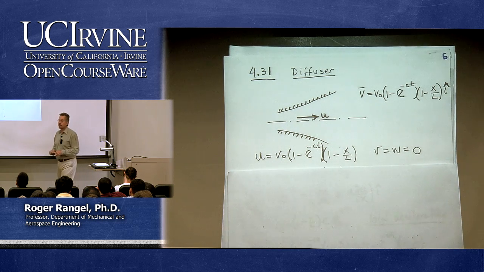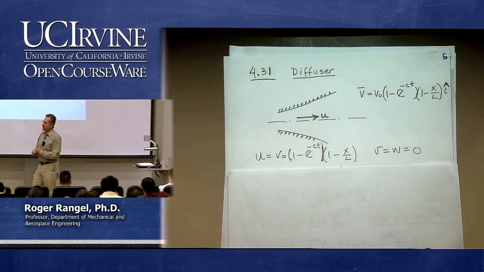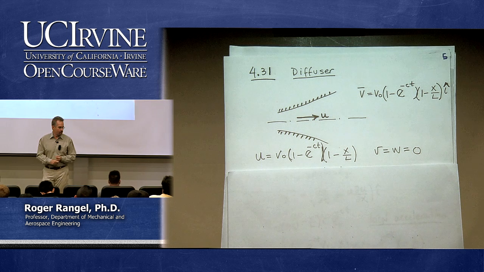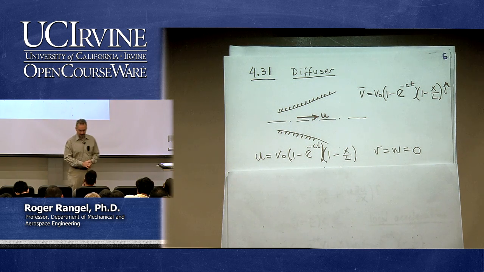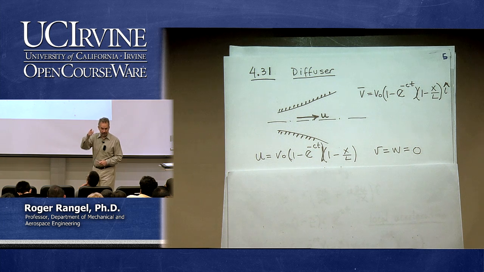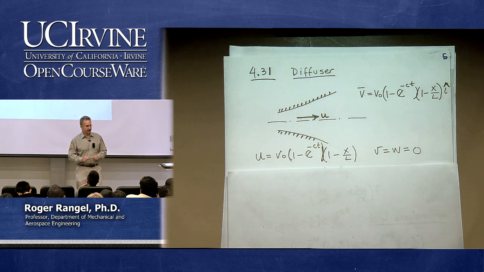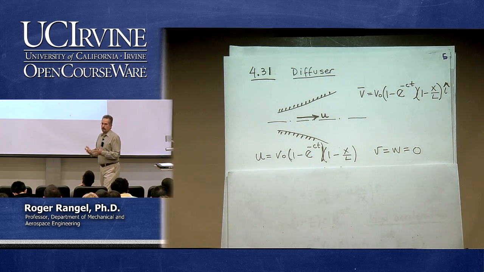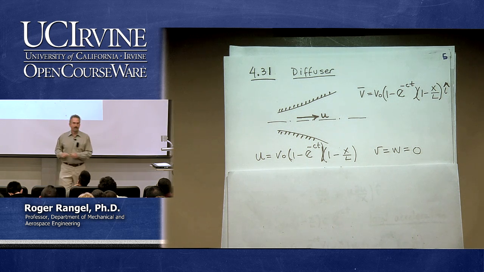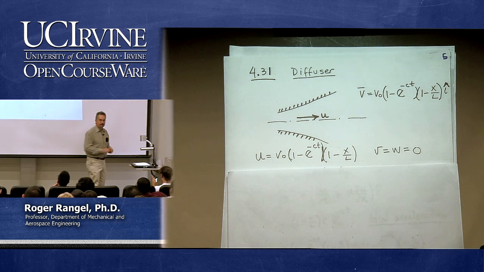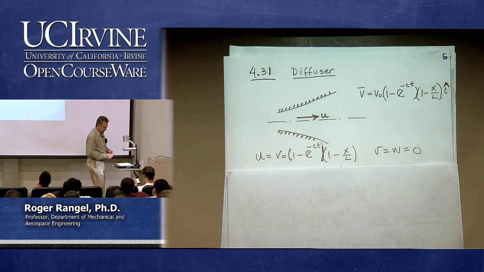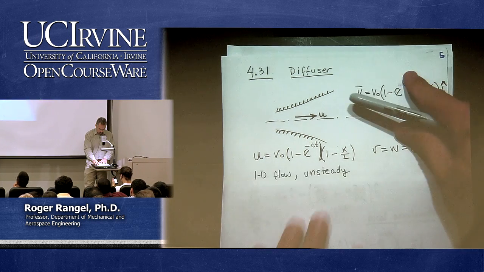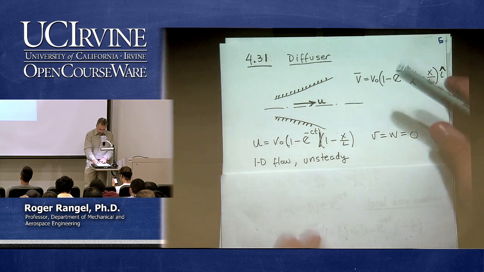What is the acceleration? So what can we say about this flow? Is this flow steady or unsteady? What do you think? Unsteady, right? Is it one-dimensional, two-dimensional, or three-dimensional? This is one-dimensional. There is only one component of velocity. So it's 1D and it's unsteady.